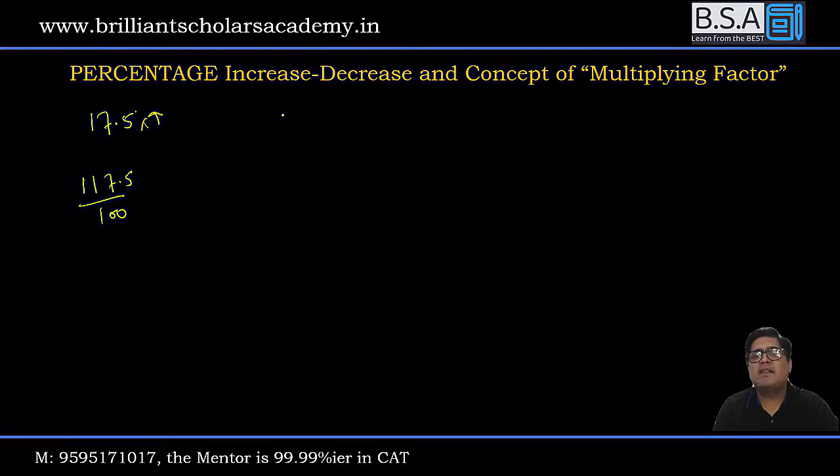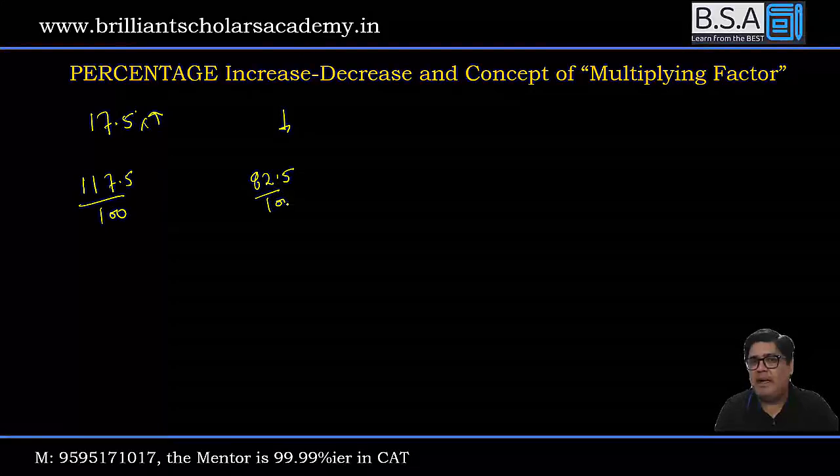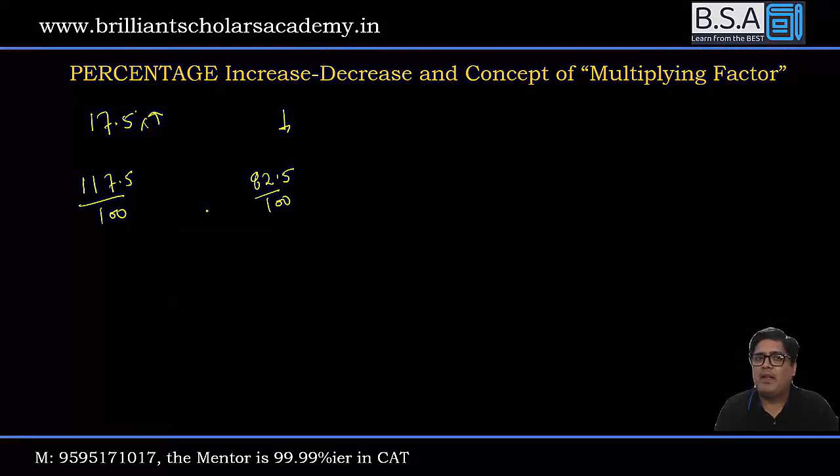I want 17.5% decrease. What should I multiply? Be very careful. Plus minus mistake होती है. 17.5 I will subtract from 100. 82.5 I will multiply. It will do the job for me. This is the increase factor. This is the decrease factor.